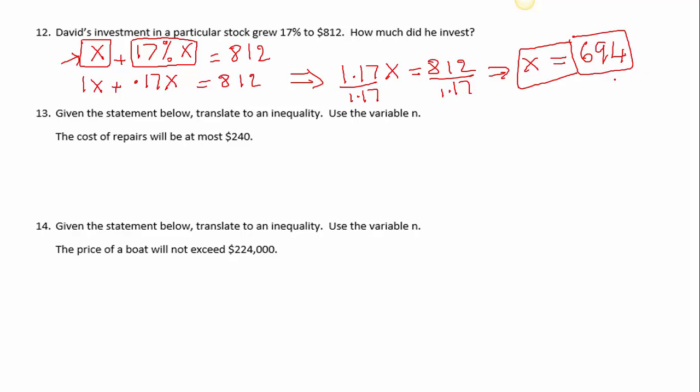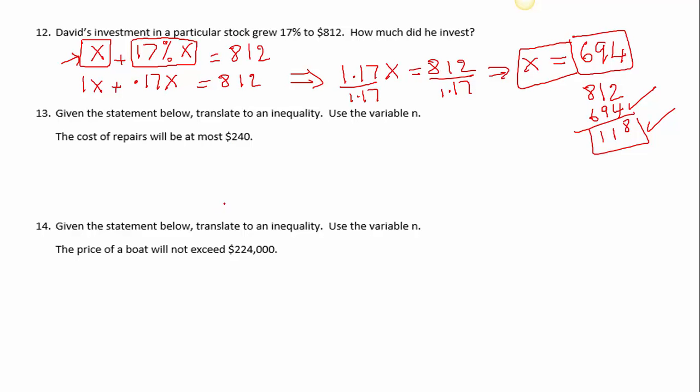Now 0.17x would be 812 minus 694. That is how much the stock has grown, $118. And you add 118 to 694, and you end up with 812. So this is how much the stock has grown, and this is the original investment, which is 694.